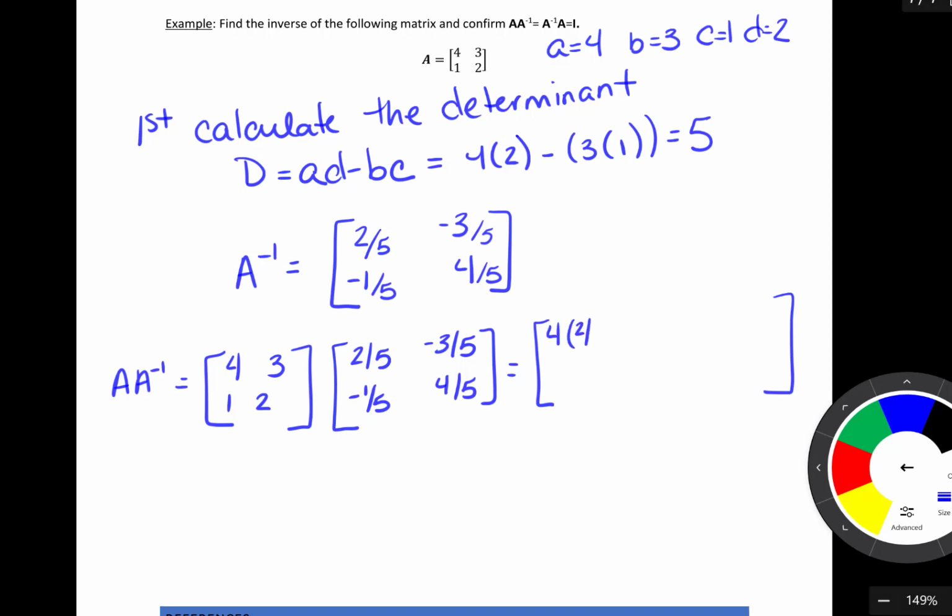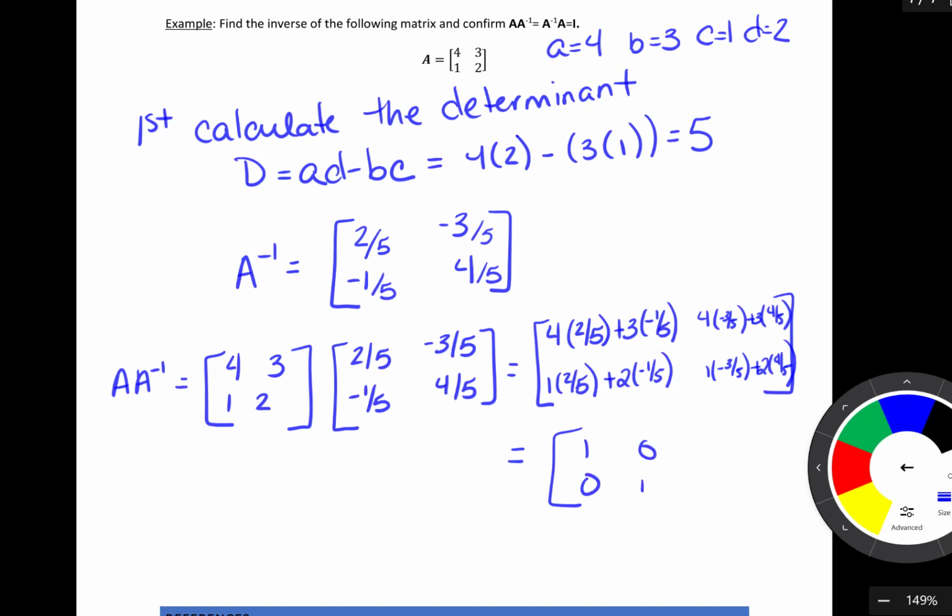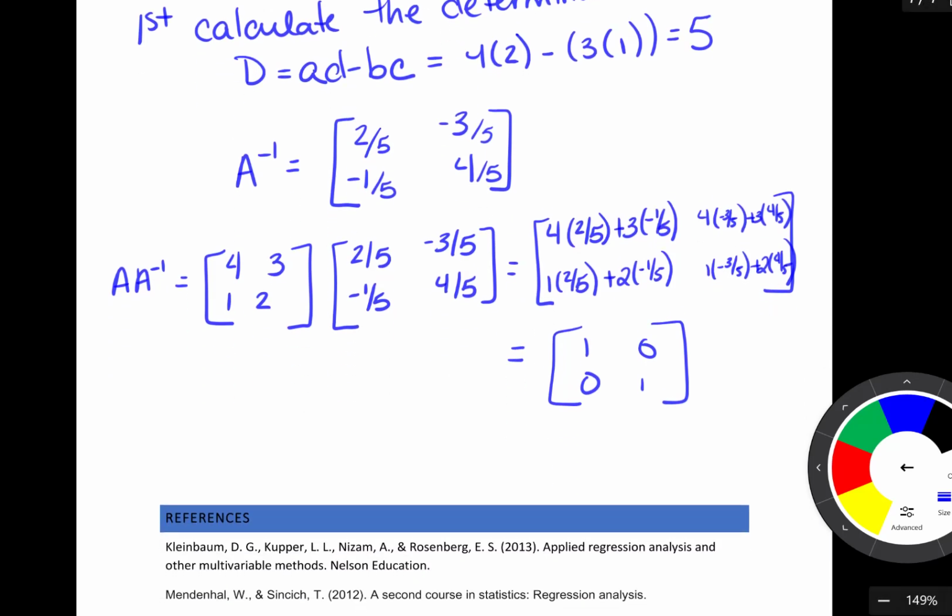So performing matrix multiplication, we have the following. And we find that this is indeed the identity matrix, and this is the 2 by 2 identity matrix. And then we could also go the other way and take A inverse times A. So if you want to try that on your own, you would also find that that is equal to the identity matrix. So this is going to conclude this note set.